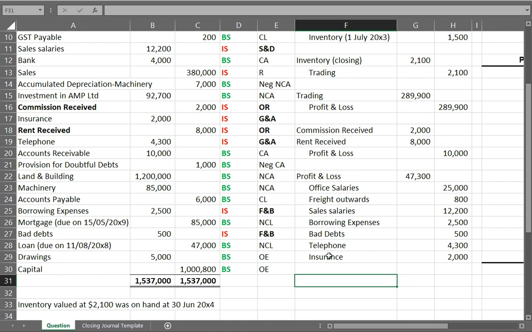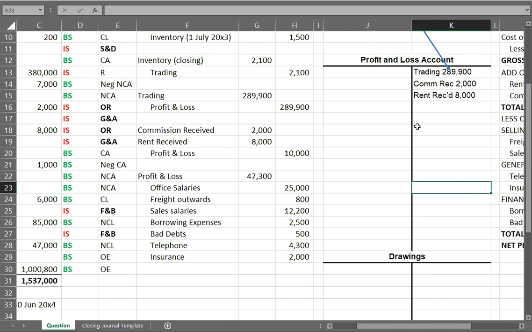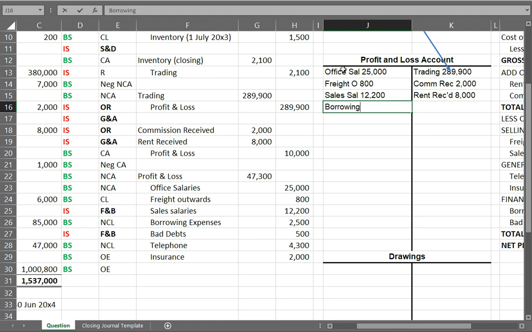Once we recorded profit and loss and closed off all of the expenses to it, let's quickly post it. So all of these accounts will be reducing profit and loss. As you can see, it's on the debit side. And the change of $47,300 is due to all of these accounts. We will list them. So office salaries, 25, freight. I'll just abbreviate so it's a little bit faster. I hope you're doing the same.